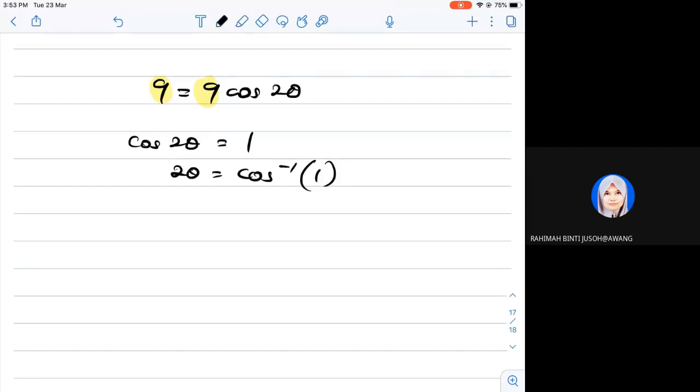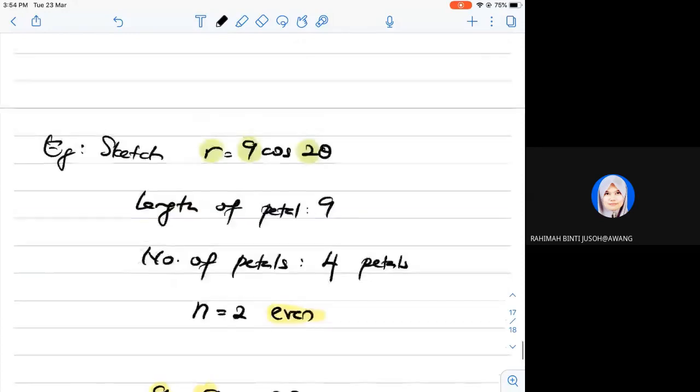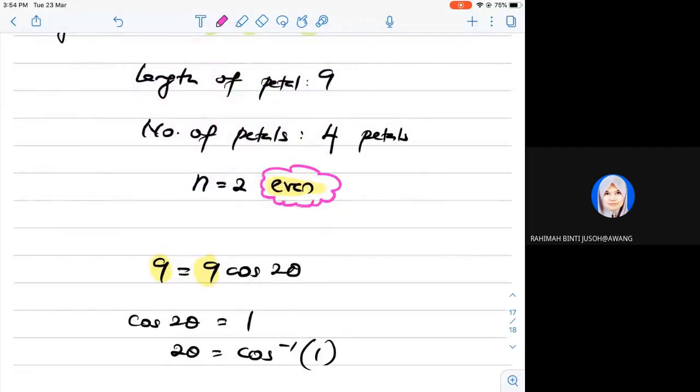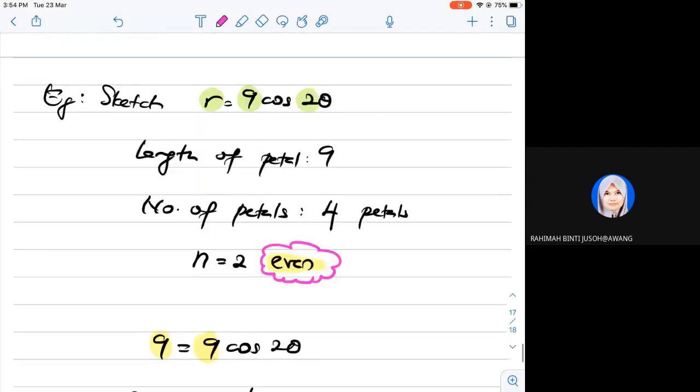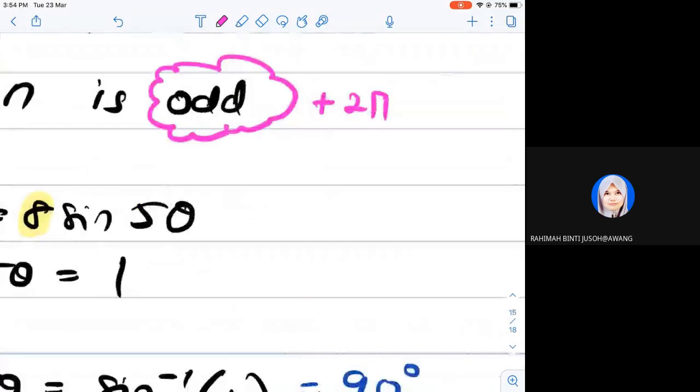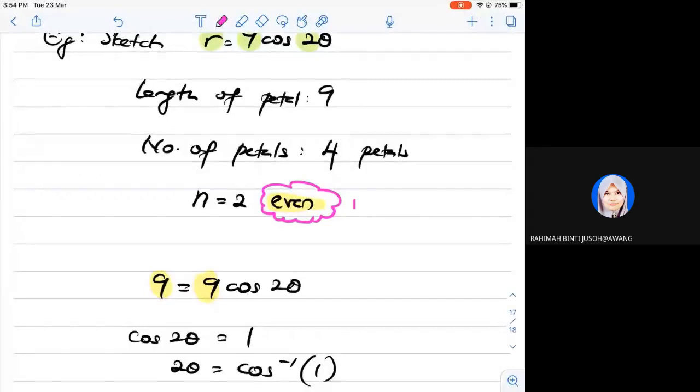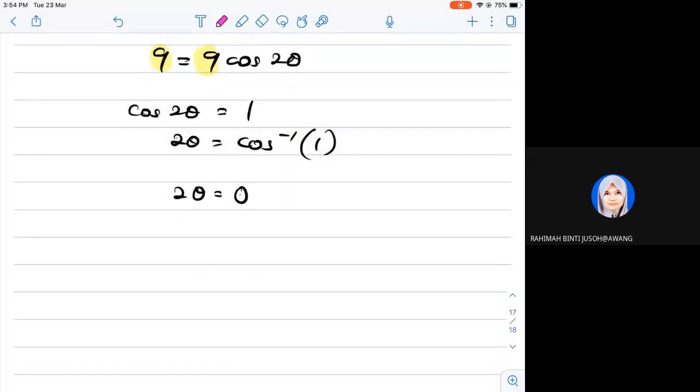Okay, now 2 theta, shift cos. Dapat berapa guys? Kalau shift cos 1? 0. Okay, letak 0. Don't worry, don't panic. Dapat 0, letak 0. Okay, lepas tu, bila n even guys, what happen? Kalau tadi n odd, kita tambah 2 pi. Itu kalau n odd. Kalau n even, you kena tambah pi sahaja. Mudah kerja sikit. So, tambah pi.